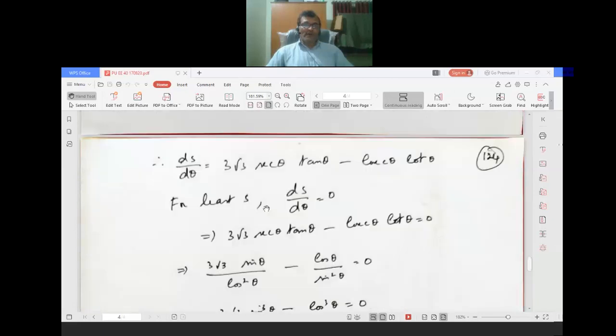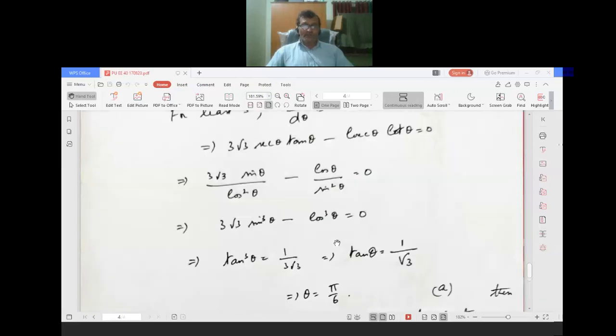Now for the least value of S, whether maximum or minimum, ds by d theta should be 0. Because it is already given as least, we only bother about ds by d theta. That is the required condition, but since it is given as least anyway, we need not check for the least. So the first condition is ds by d theta equals 0. So 3 root 3 secant theta tan theta minus cosecant theta cot theta equals 0.